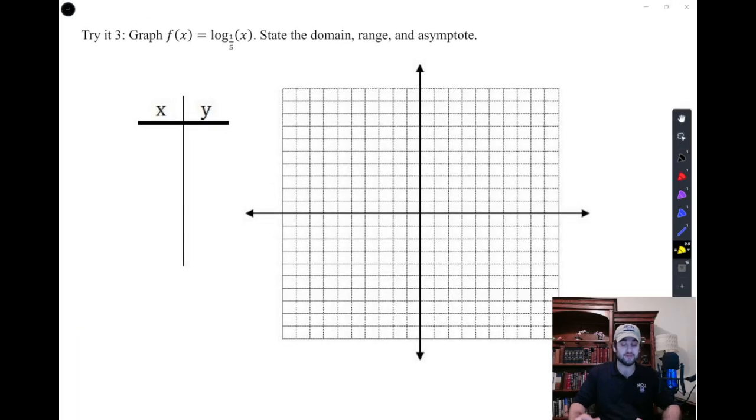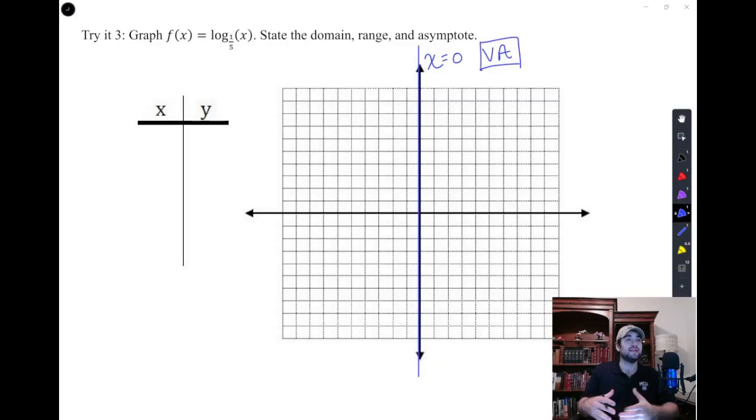So here's a function. Let's graph it. The first thing I see is there's really no shift happening to it, and so I'm just going to go ahead and assume, without plotting any points, that we have an x equals 0 vertical asymptote. But let's find out by plugging and chugging a few points.